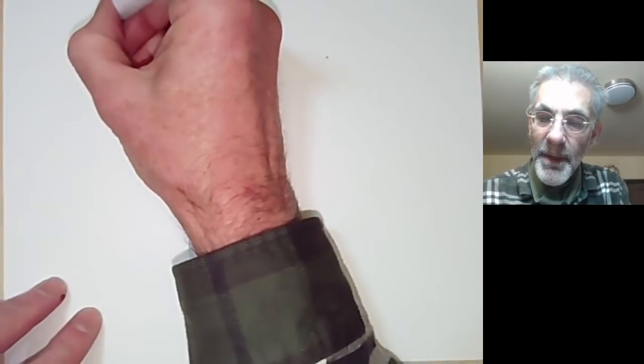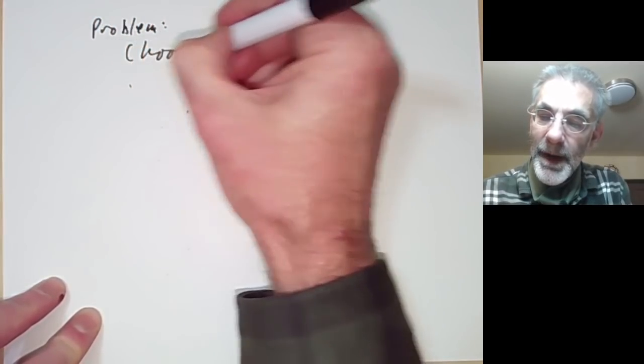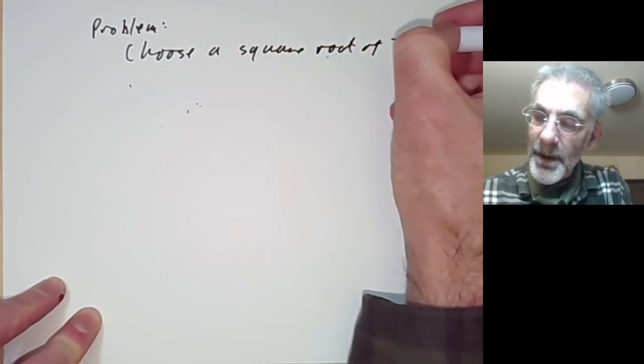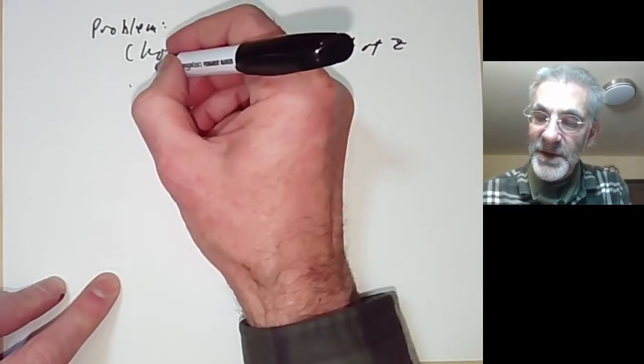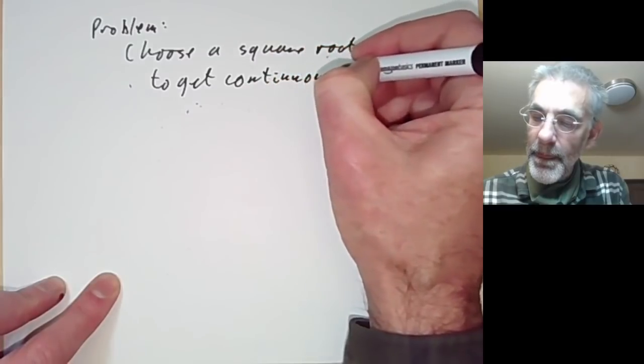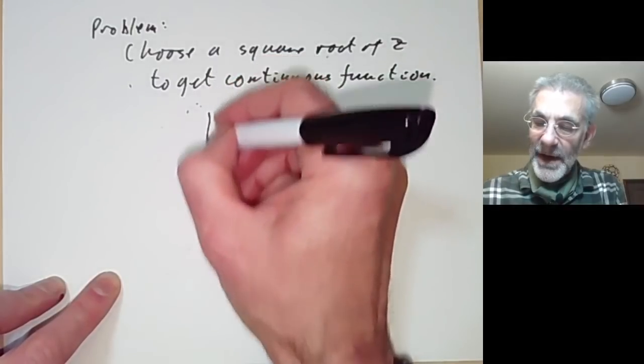So problem: choose a square root of z. We want to choose a canonical square root of z to get a continuous function. Well, let's try and do that.